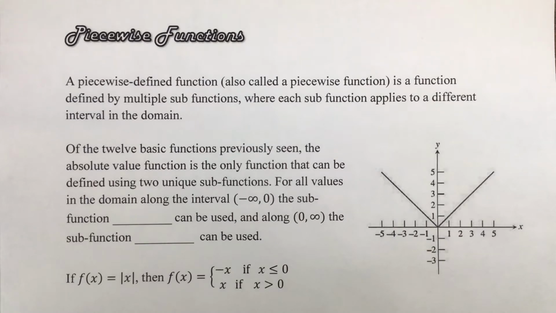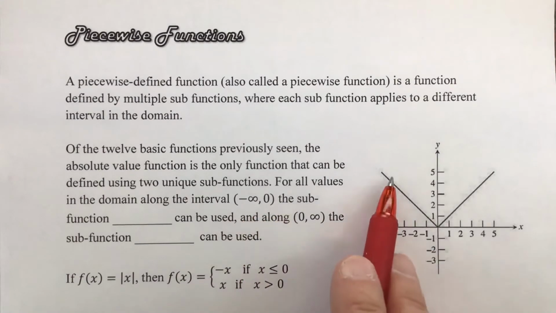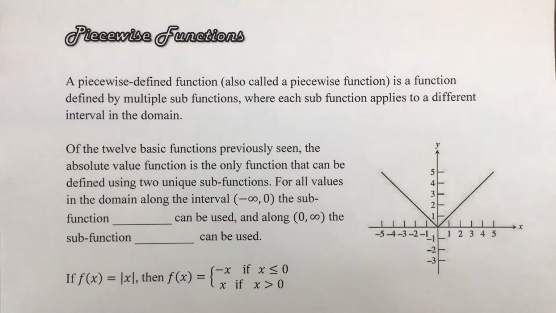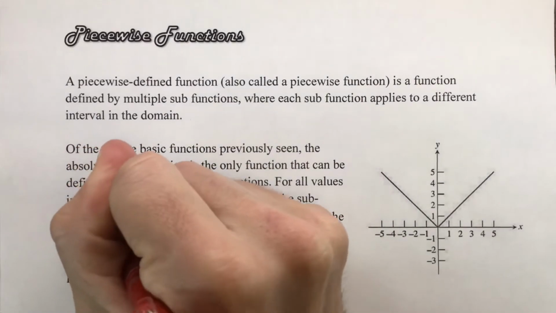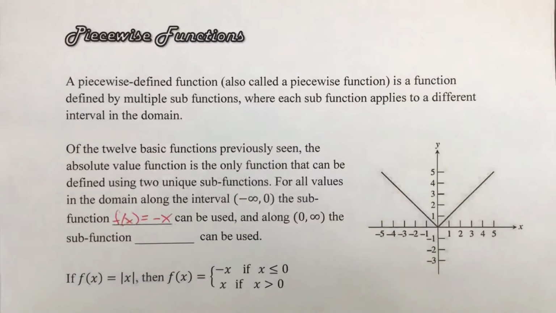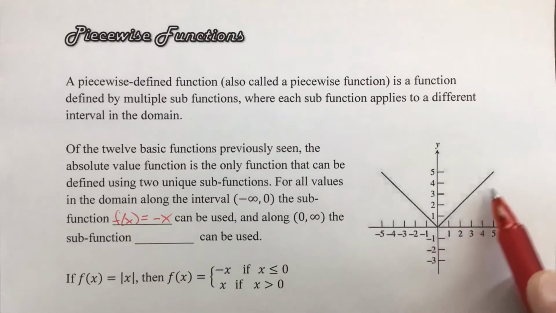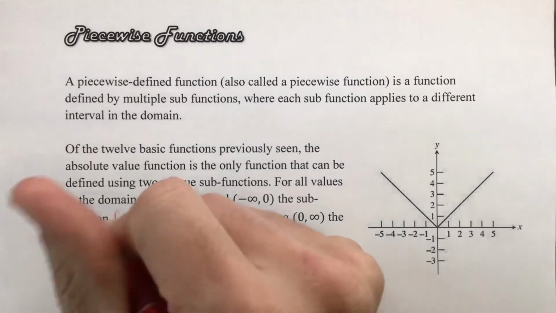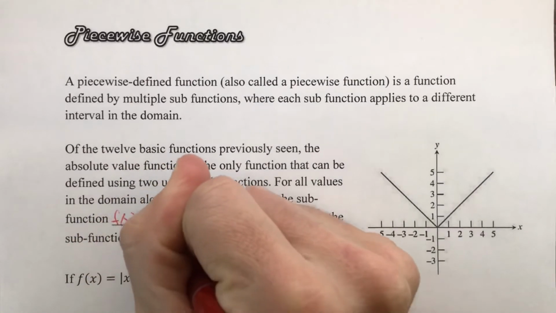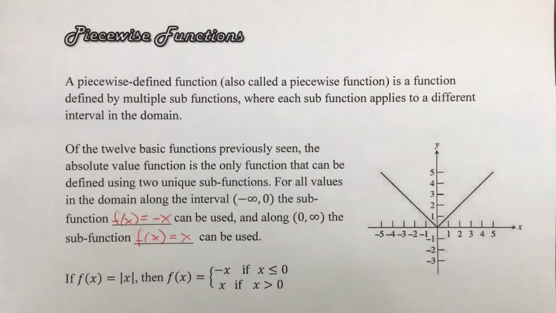two unique subfunctions. For the values in the domain along the interval negative infinity to 0, which is going to be this part here, the subfunction could be f of x is equal to negative x. That can be used. This would just be the linear graph that goes in a down direction with a slope of -1. And along the rest of the graph, from 0 to infinity, this part here, the subfunction that could be used would be f of x equals x. So that would be the linear graph with a slope of +1.